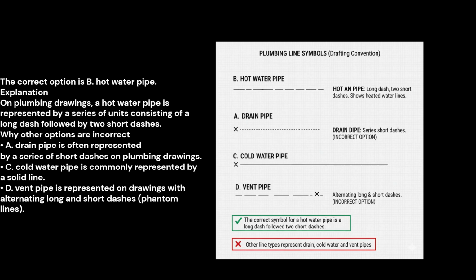A. Drain pipe is often represented by a series of short dashes on plumbing drawings. C. Cold water pipe is commonly represented by a solid line. D. Vent pipe is represented on drawings with alternating long and short dashes, phantom lines.